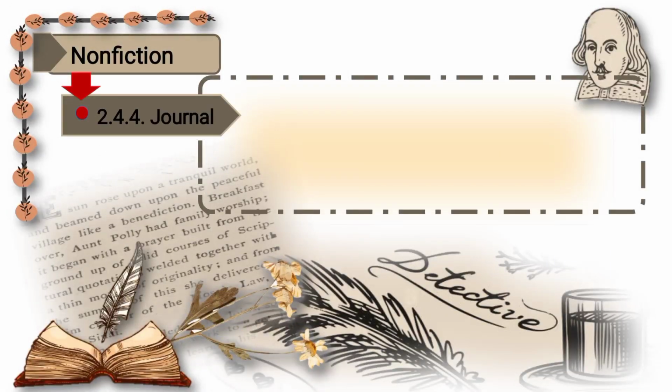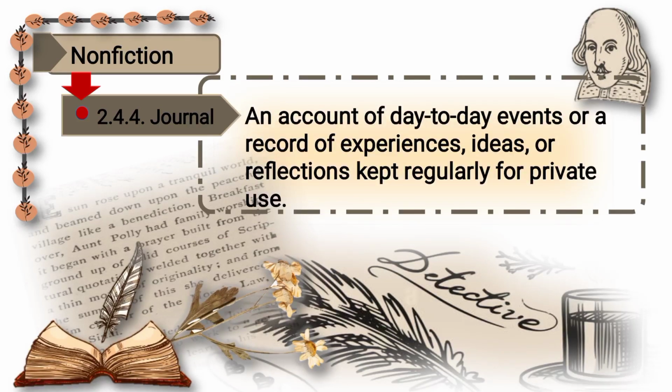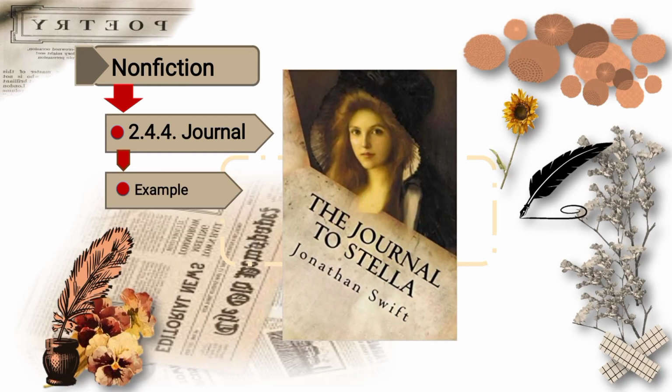Next is the journal. It is an account of day-to-day events or a record of experiences, ideas, or reflections kept regularly for private use, similar to but less personal than a diary. The word is often used of official or semi-official publications of special groups. Example of this is the Journal to Stella by Jonathan Swift.